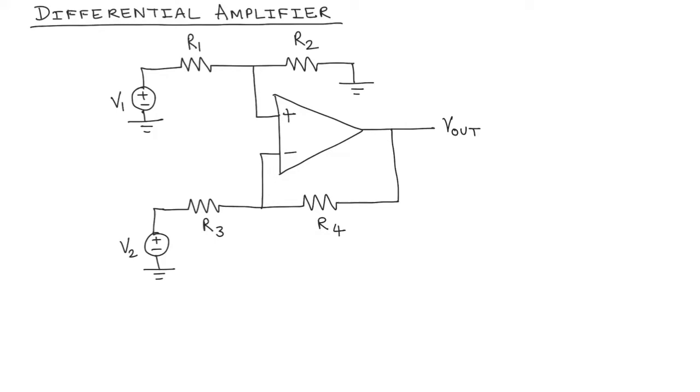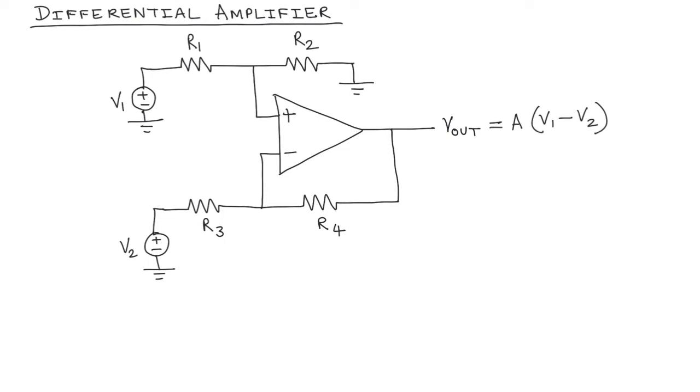The circuit that is shown on the screen is called a differential amplifier. A differential amplifier basically amplifies the difference of the two inputs applied to it. So in this case, V out is going to be basically an amplified version, so A times (V1 minus V2). So that is what a differential amplifier does.